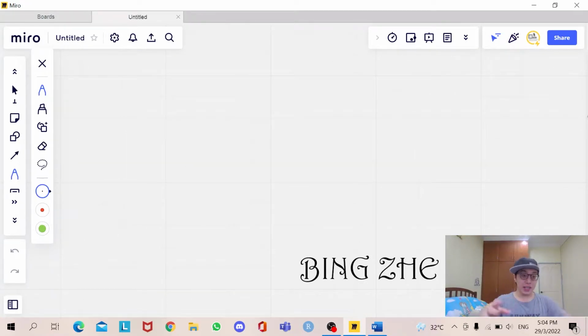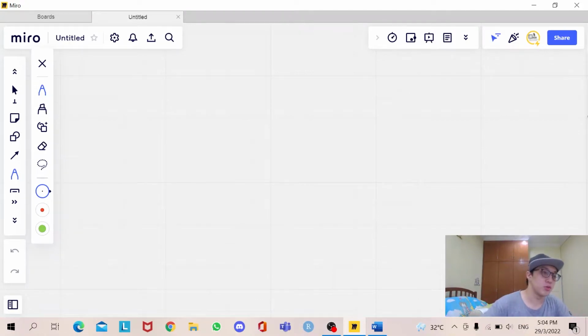So if you have realized, I have changed from Microsoft Whiteboard to Mural because I have found out that Microsoft Whiteboard is the culprit that freezes my laptop every single time. So I got fed up and I decided to try Mural. So I apologize first because I'm not really used to this Mural. I literally just downloaded it a few minutes ago.